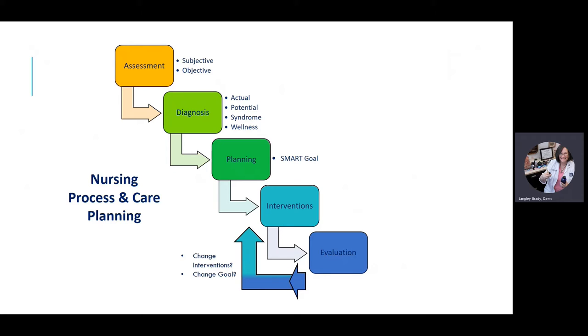Perhaps we need to go all the way back to our assessment because maybe there's different subjective or objective data now, and that would impact our goal and our interventions. Lots of things, but the cycle just loops back around and back around until our patients meet whatever that goal was, whether it's to stabilize a condition, to improve a condition, or not. Maybe to have a peaceful demise, depending on what their diagnosis and prognosis are.